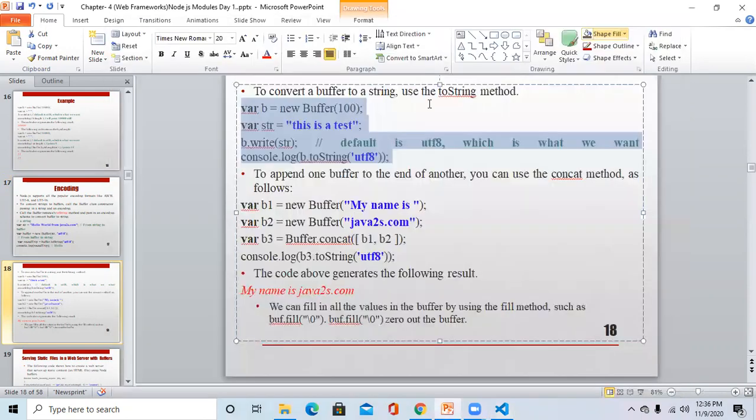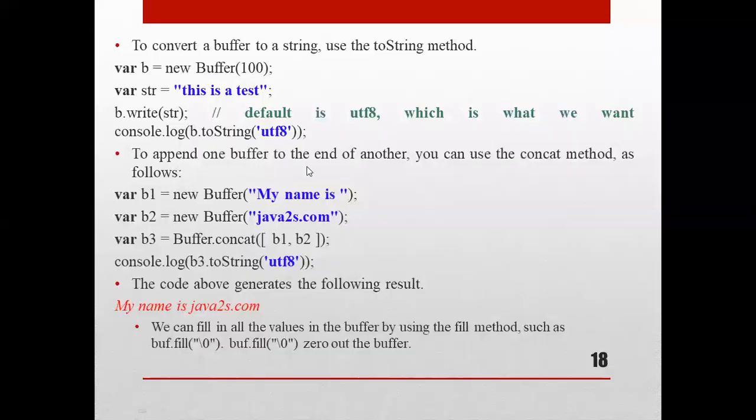To append one buffer to the end of another, we can use the concat method, which combines two buffers. Here you can see another variable b1 is equal to new Buffer "my name is". Then variable b2 is equal to new Buffer "java2s.com". Then variable b3: Buffer dot concat from the Buffer class, inside square brackets b1 comma b2. It will concatenate b1 and b2 here, and we are going to print it.